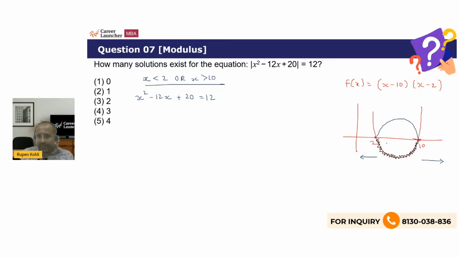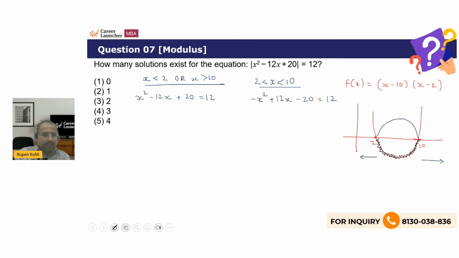But when x is lying between the roots, then your f(x), the original quadratic function, was negative. So when x is lying in that range, your modulus will open with a minus value. So your equation will be the negative of this: minus x square plus 12x minus 20, the negative of this, is 12, right? So just solve these two equations and be very sure about whether the solutions match the range above. You'll get two solutions from each quadratic. If they match the range, we'll accept them, else we'll reject them, right?